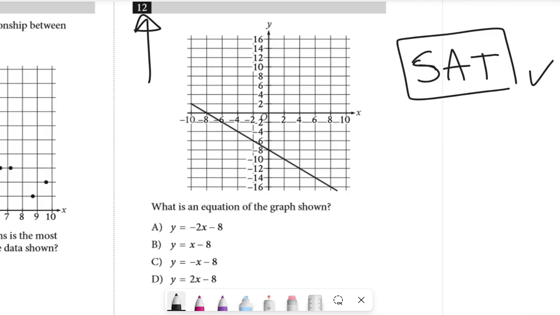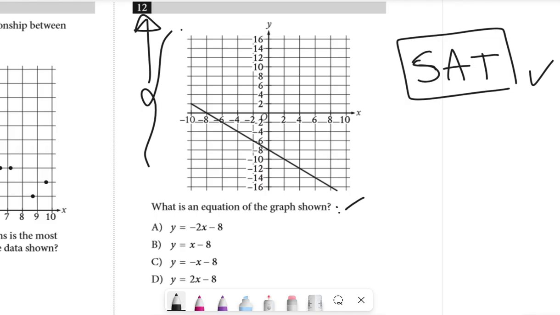Okay, so if you haven't watched, please go back to part 1 to see everything solved until now. In this question, we have a coordinate plane given and we have a line given, and the question says, what's the equation of the graph shown here?